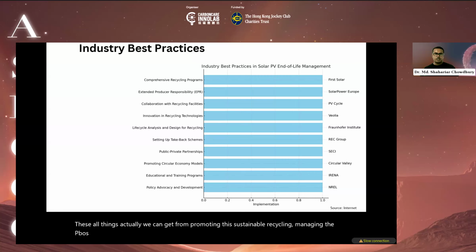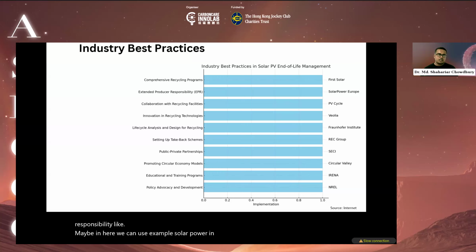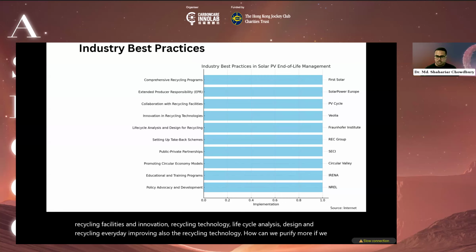Best practices for industry: what can we do for a comprehensive recycling process? As we know, First Solar has its own recycling plan. They take back their panels and do the recycling themselves, and there is also extended producer responsibility, for example solar power in Europe. There is also collaboration between recycling facilities and innovation in recycling technology, life cycle analysis, and design for recycling, improving recycling technology every day. How can we purify more if we think about the solar cell?